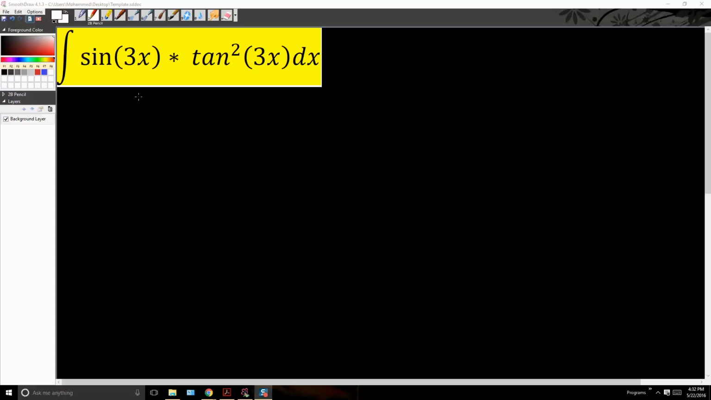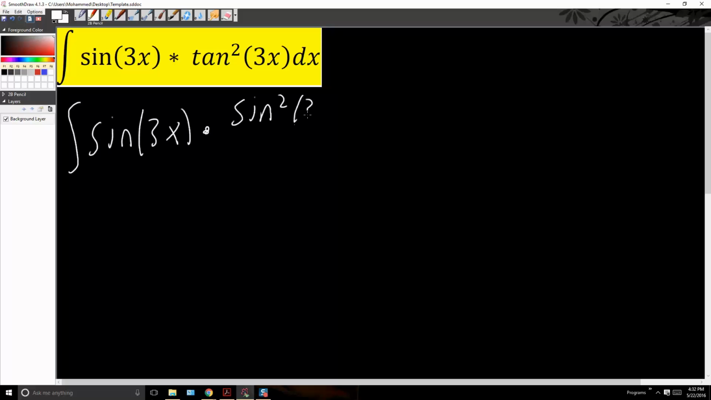Okay, in this question we want to find the integral of sine 3x times tan squared 3x, and in order to do so we will use trig identities and use substitution. So the first thing we want to do is convert tan squared 3x. We will convert it to sine squared 3x divided by cosine squared 3x in terms of dx.